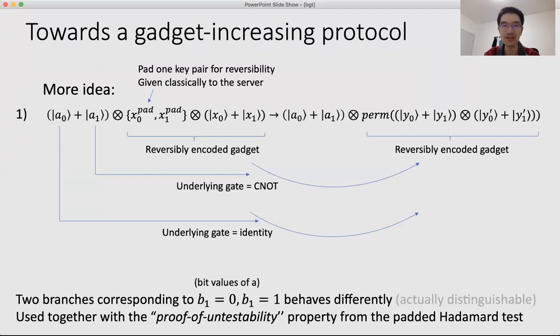What we need to do is to observe that the reversibly encoded part has multiple ways of doing it. Actually it has multiple possible reversible encodings. And we will choose 2 different reversible encodings and associate them to different components or branches of the helper gadget. And we'll make use of the property that the overall reversible encoding will behave differently on these 2 branches of the helper gadget, and use it together with the proof unpredictability property for the Padded Hadamard test to guarantee the security.